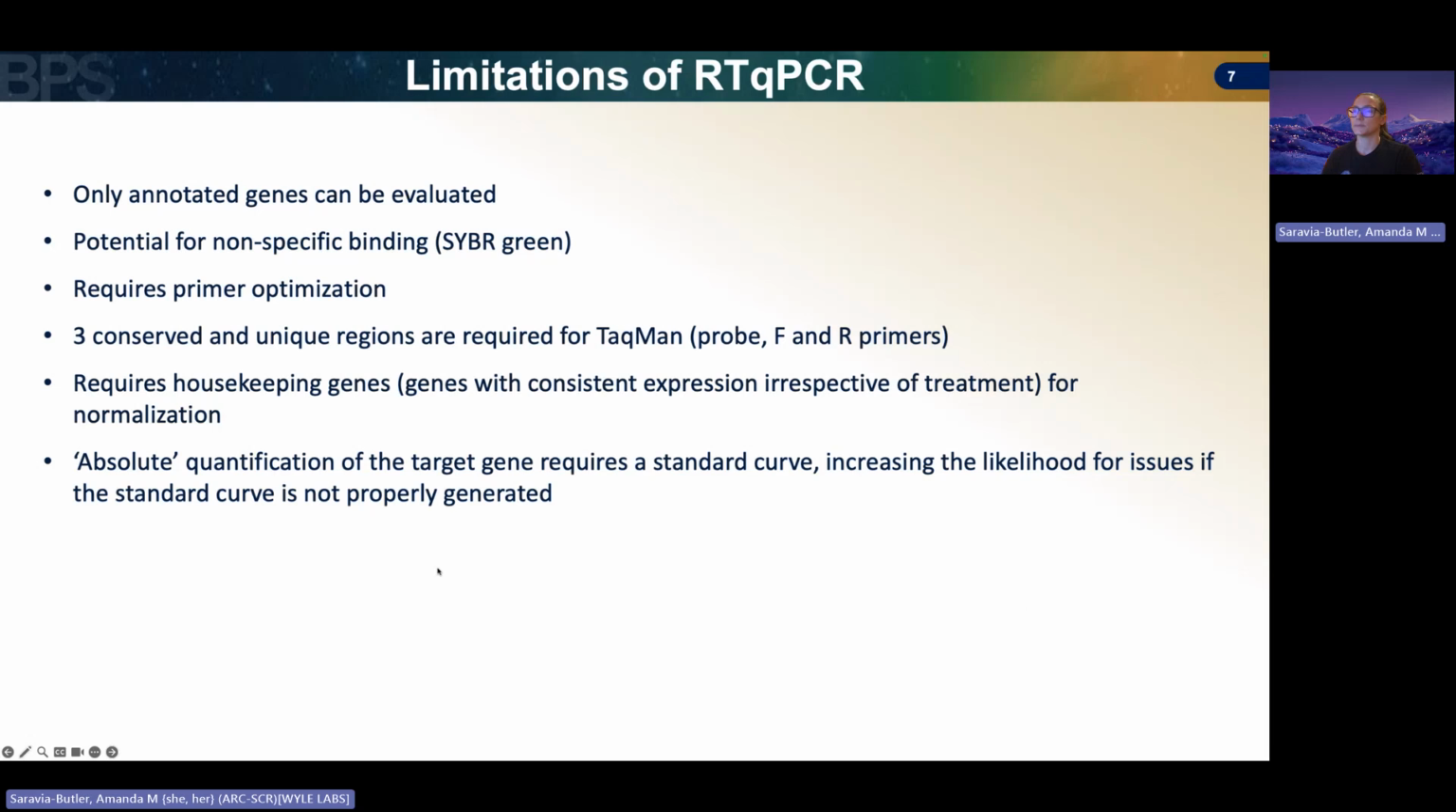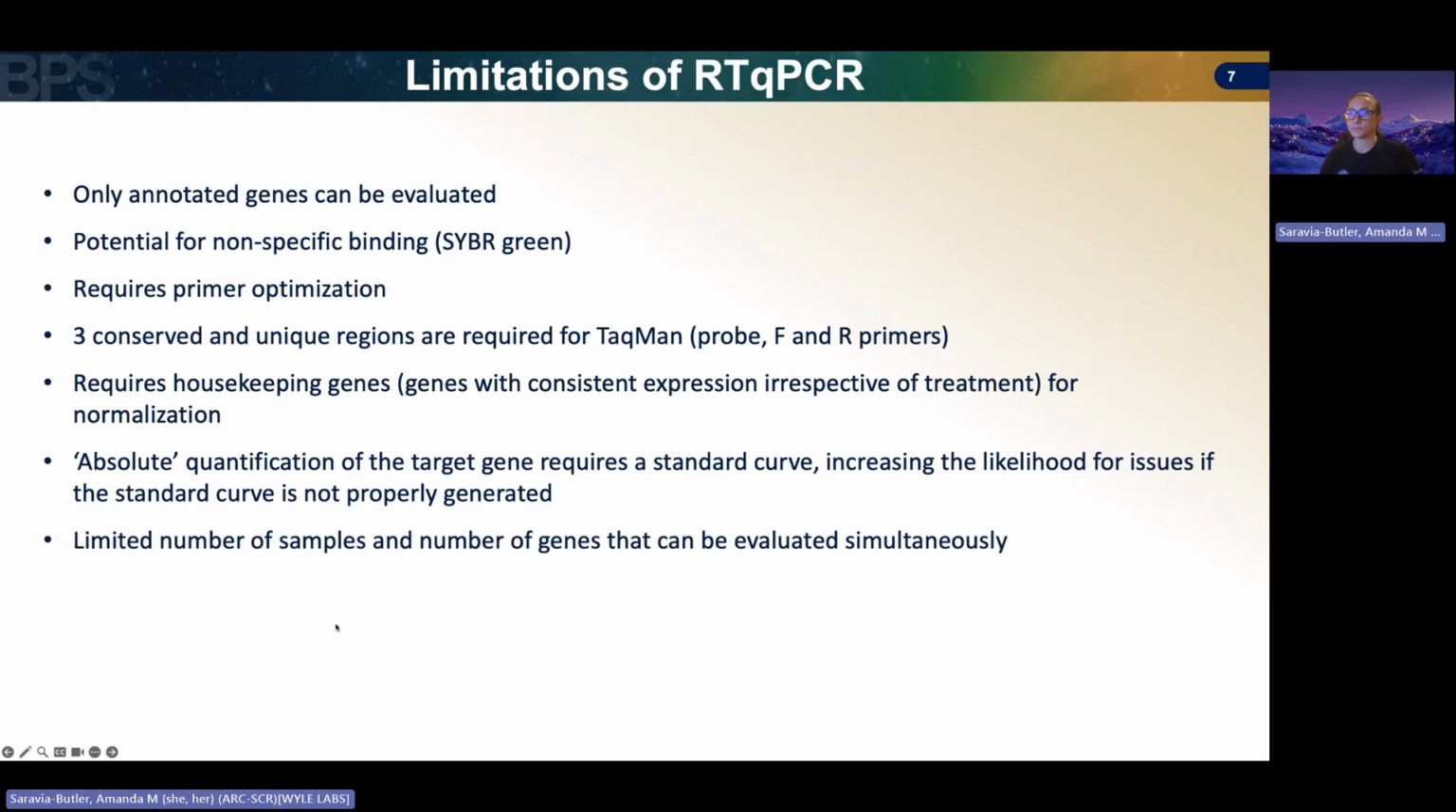And also, as I mentioned, absolute quantification of the target gene is possible through using a standard curve being generated with a sample of known concentration. But that will also increase the likelihood of issues if you do not properly generate your standard curve.